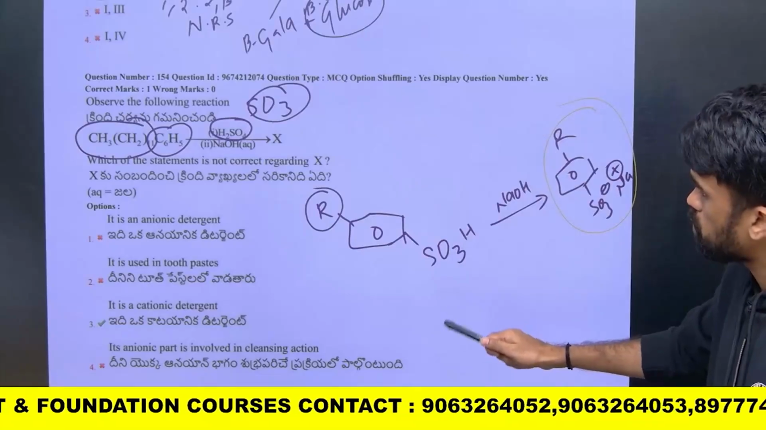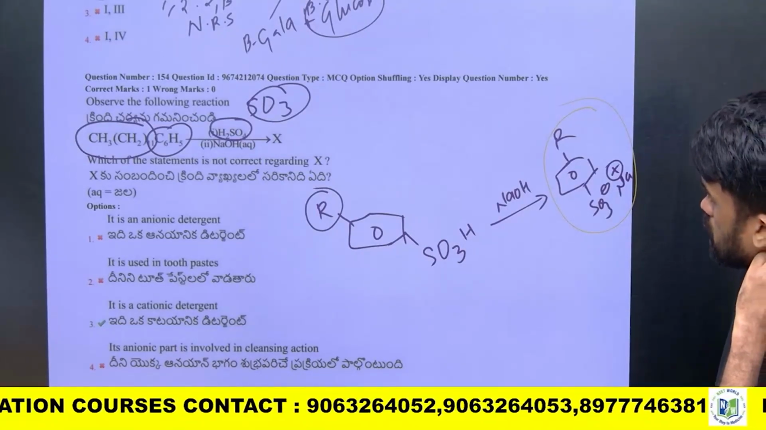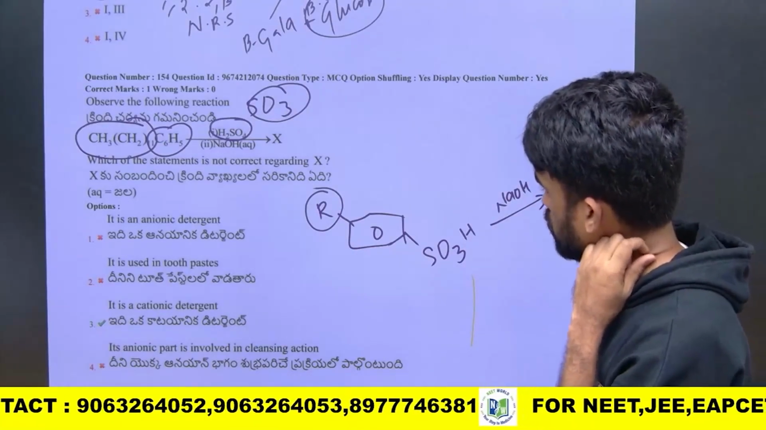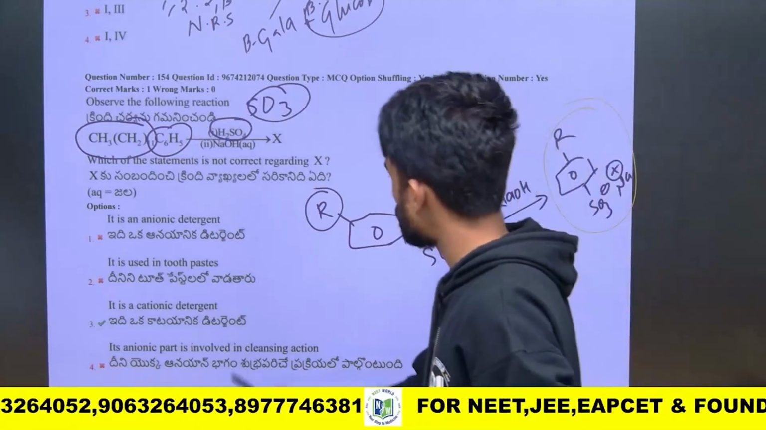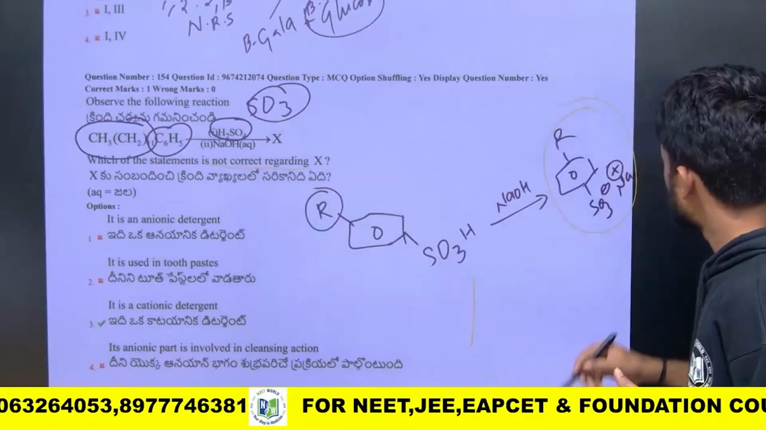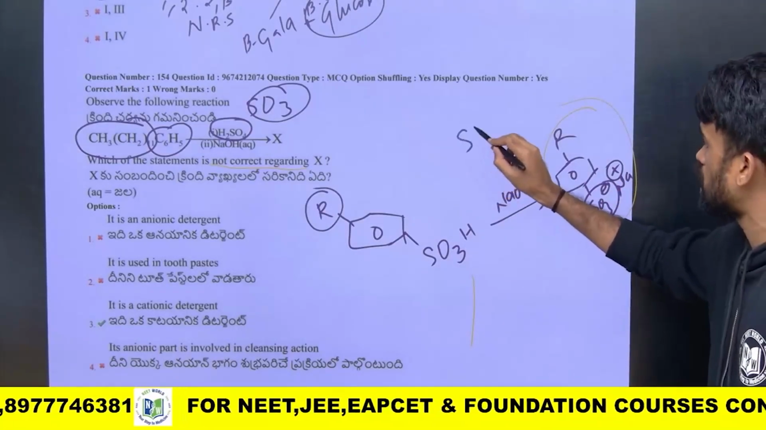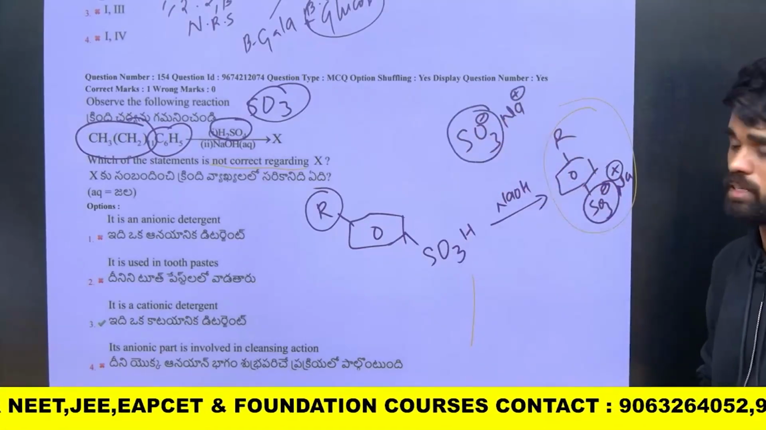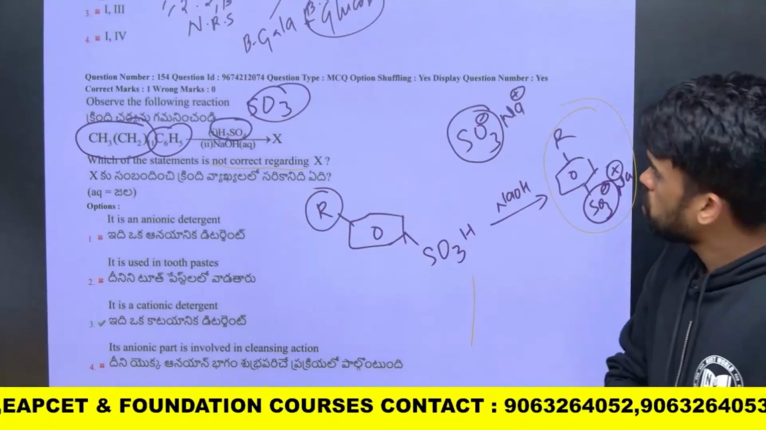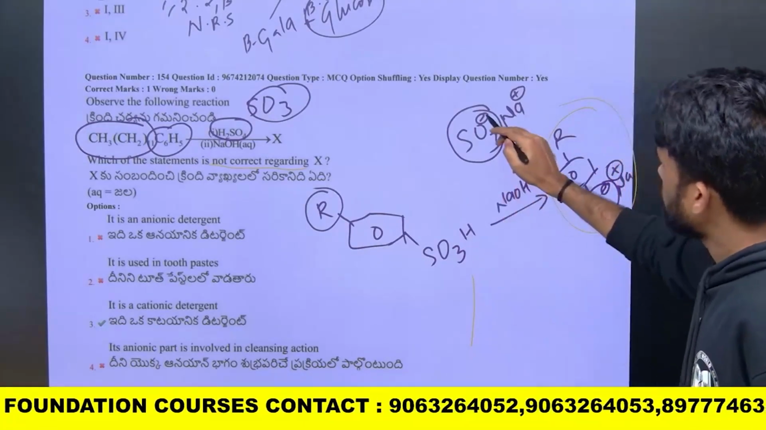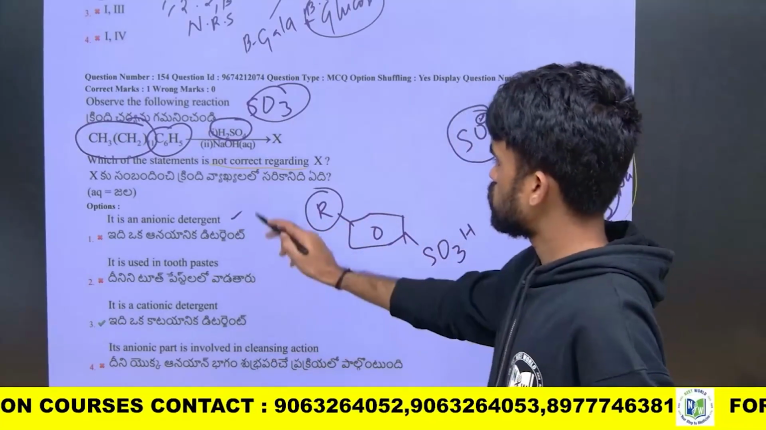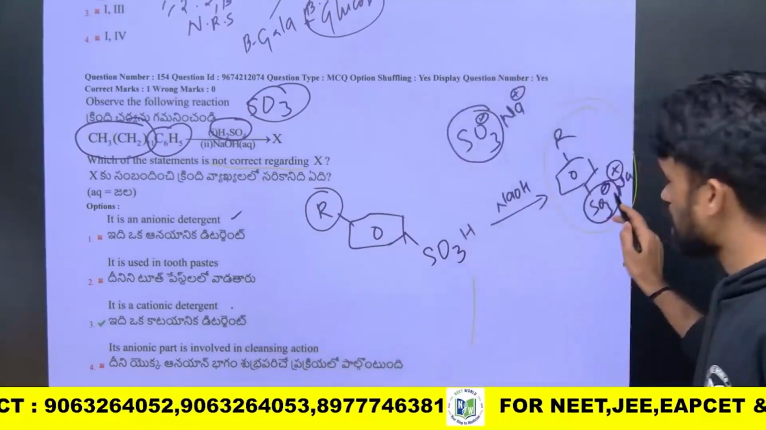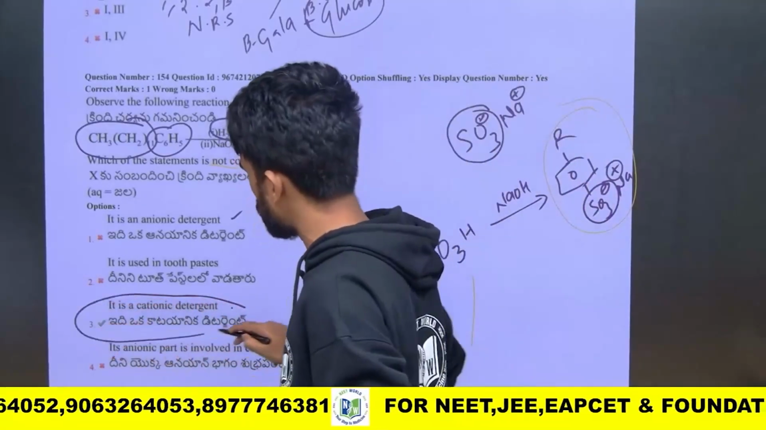So let us check the options. X, this is what we got. What are they asking? Which of the following is not correct? We have SO3 minus Na plus, right? So what is the anionic part? We have the SO3 minus sulfonate ion. Since the negative charge is there, it is an anionic detergent. They are asking about the not correct one. They are saying here it is cationic. No, it is not cationic, it is anionic. So this is the incorrect statement you can directly choose.